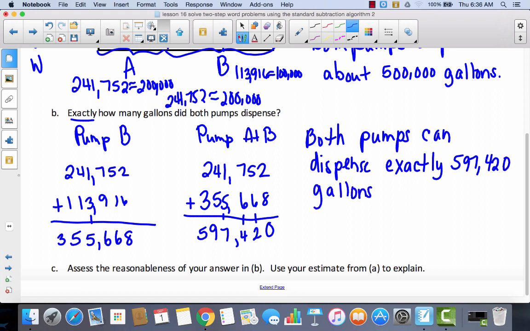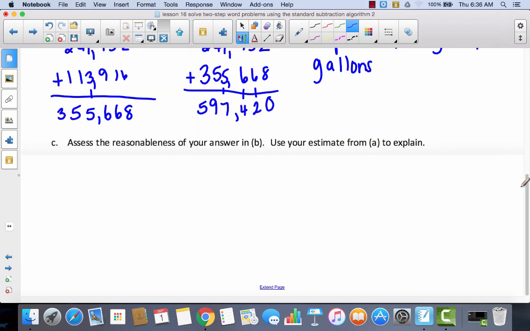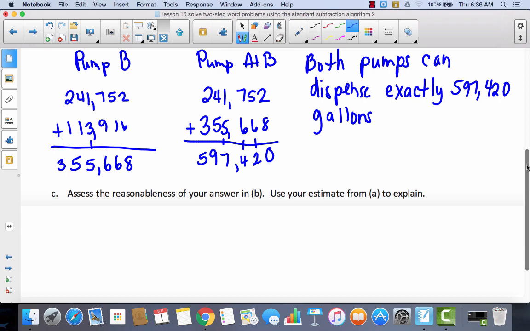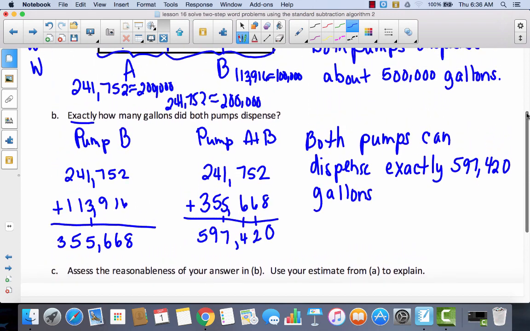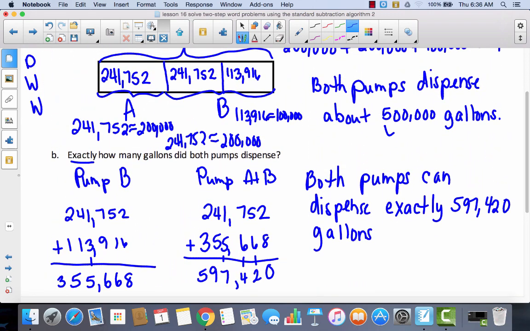Okay, now we're ready to decide if this is a reasonable answer. Okay, so we're going to do that by looking at our estimate, which was 500,000, and then we're going to look at our exact answer, which is 597,000. Now you might be thinking to yourself, well, they both say 500,000. Why do you think there's such a big difference between these two numbers? I mean, it's not a huge difference, but there is a little bit of a difference because in the last problem, there wasn't as much of a difference.